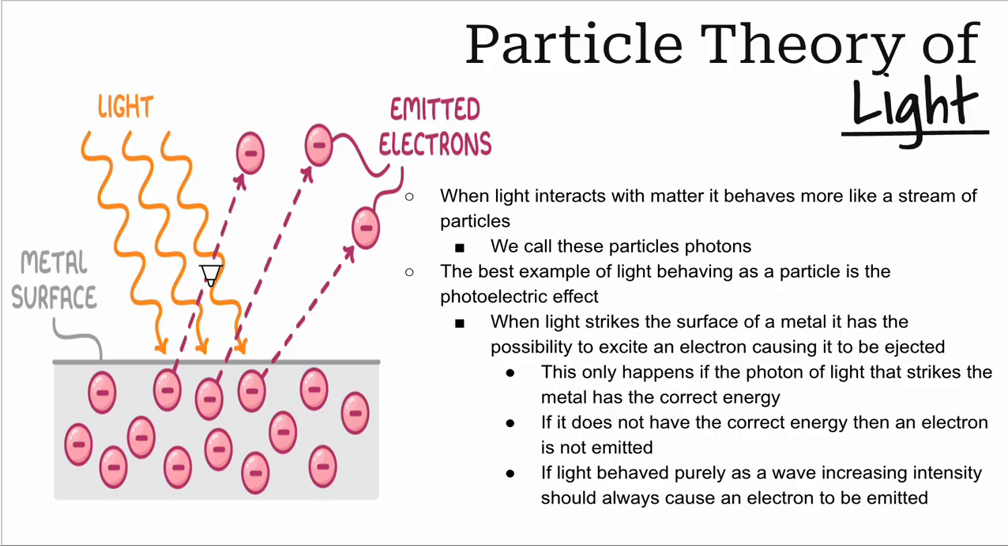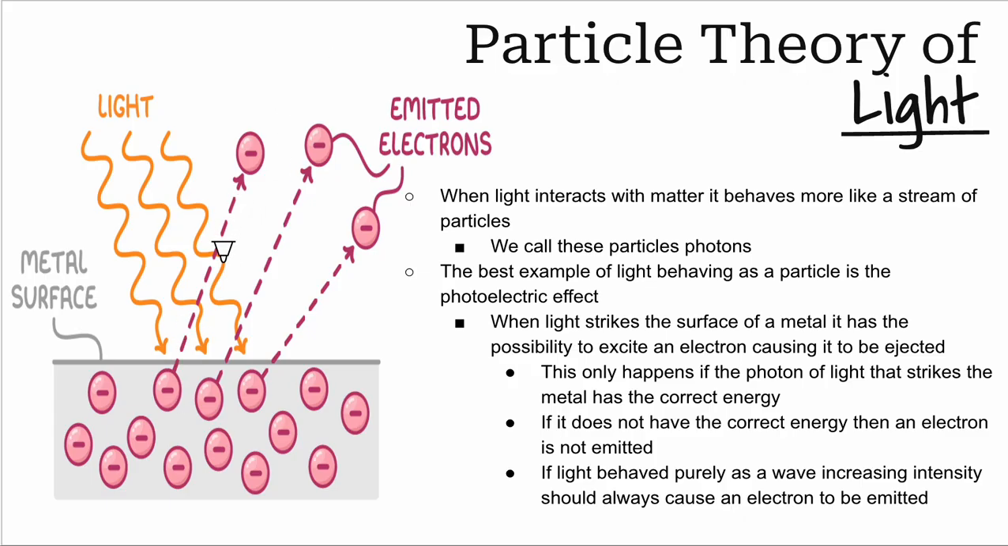When light strikes the surface of a metal, it has the possibility to excite an electron and cause that electron to then be ejected from the surface. It gains enough energy to escape the surface of the metal and be emitted. Okay? But this can only happen if the correct amount of energy is transferred from the light to the electron. If the correct amount of energy is not transferred to excite this electron, then the electron is not emitted.